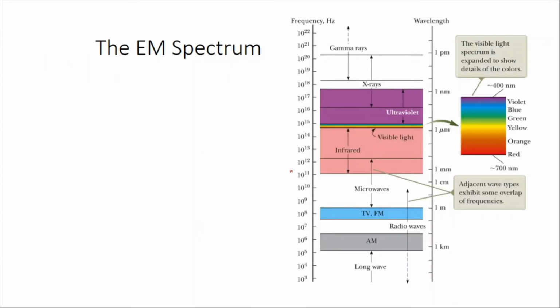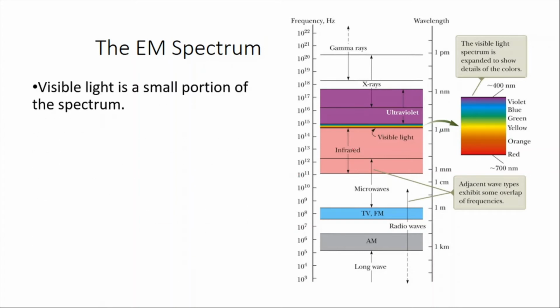Here is the electromagnetic spectrum, and as you see, the frequencies change from 10 to the 3 up to 10 to the 22, and the wavelengths change from more than 1 kilometer down to 1 picometer. The frequency and wavelength are inversely proportional. That's why low frequency corresponds to high wavelengths. When the wavelengths are very high, we call them long waves, and radio waves also are long waves. Then we come to the microwaves. As you see, the wavelength is decreasing, and here we have infrared waves.